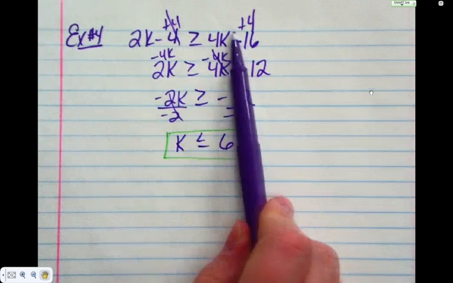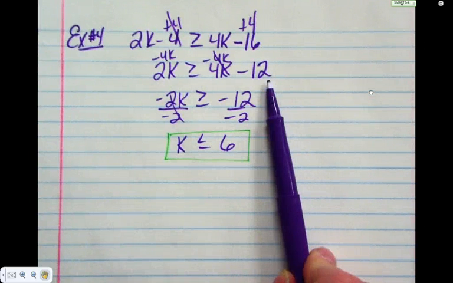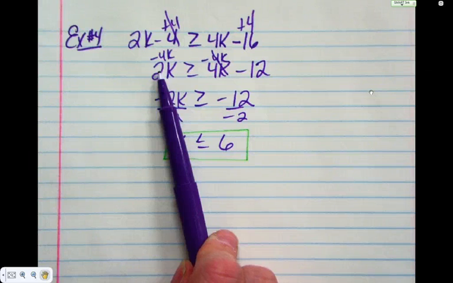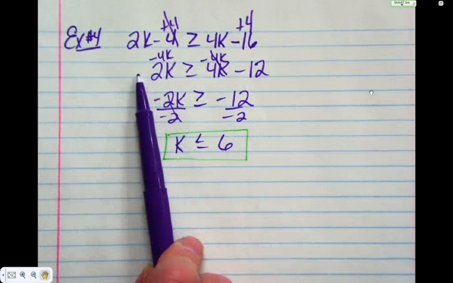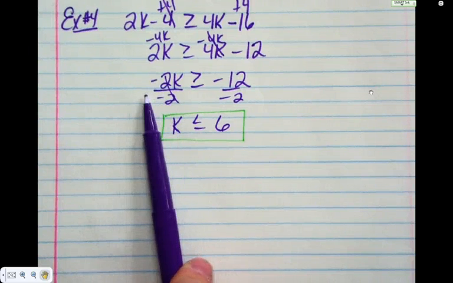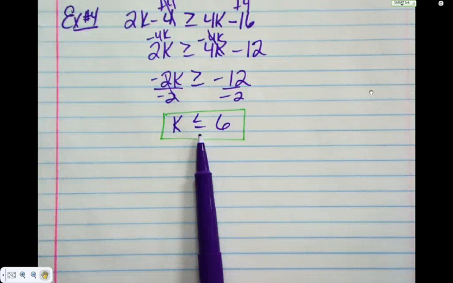Step number 1, I added 4 on each side to get rid of the 4. So on the left, that left me with 4k minus 12. Then I subtracted the 4k to get it onto each side, which canceled. Minus 4k plus 2k was negative 2k. Divided to get rid of the coefficient. Why did I flip? Because I divided by a negative.